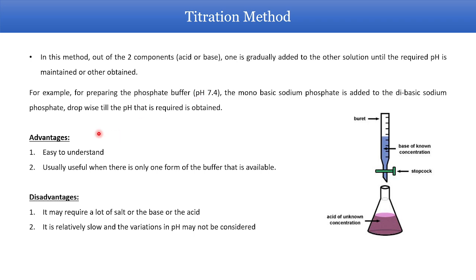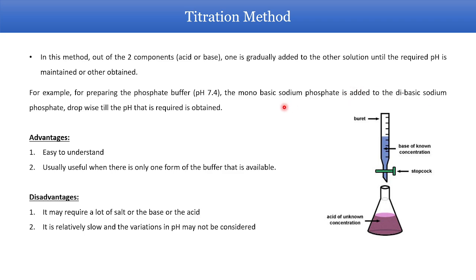So it's a very easy understanding. What you do also, you can add an indicator to this particular solution, and you have an acid over here, you add the base drop by drop, and the moment the color changes, it comes to the desired pH that you want. So these were the titration experiments that we did in our chemistry classes.